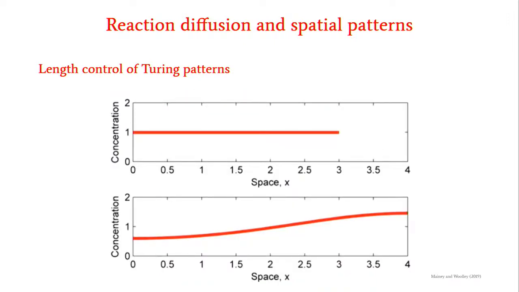I'll have to check. I think these are no flux boundary conditions. I'll just check the code once more, but I think these are no flux boundary conditions. And it looks fairly flat at the boundaries. So del C del X is probably 0. Right.